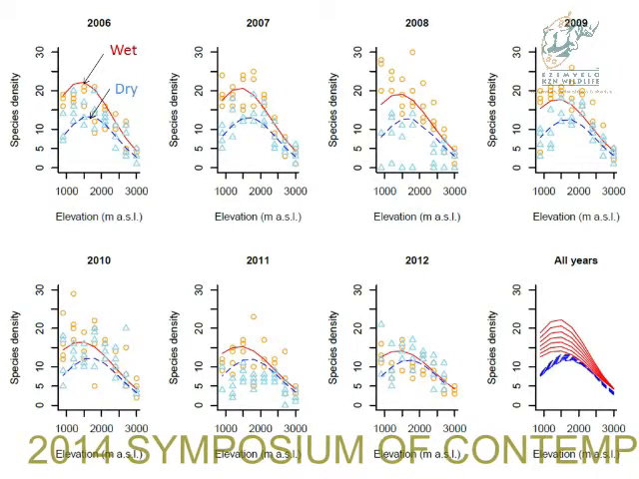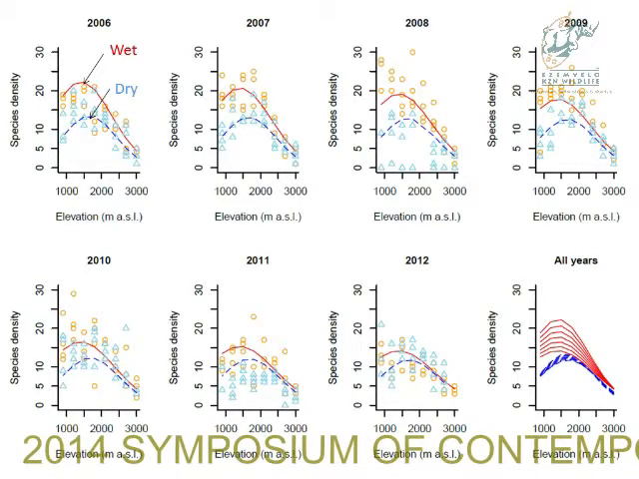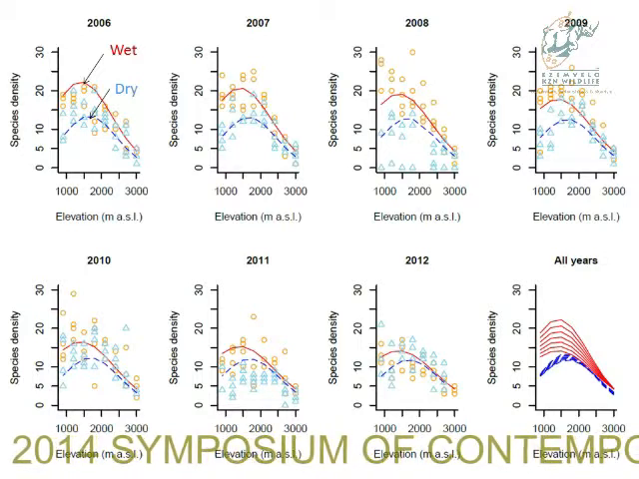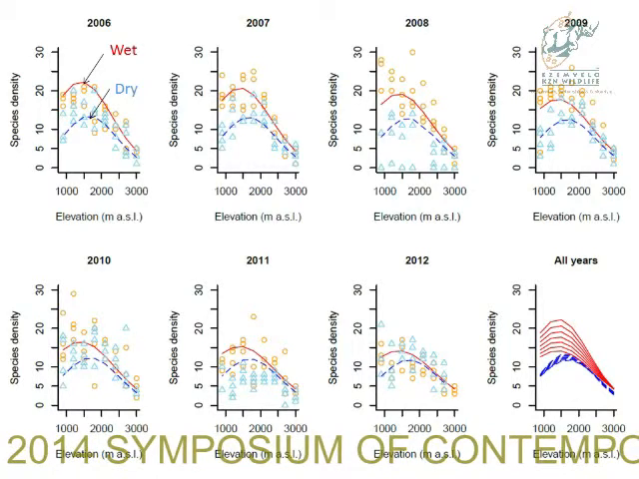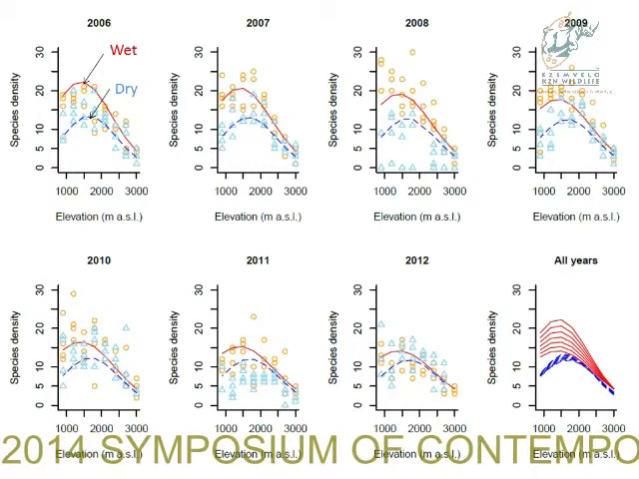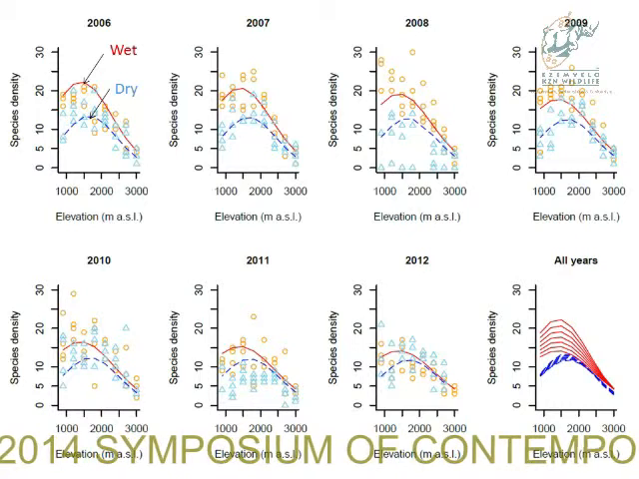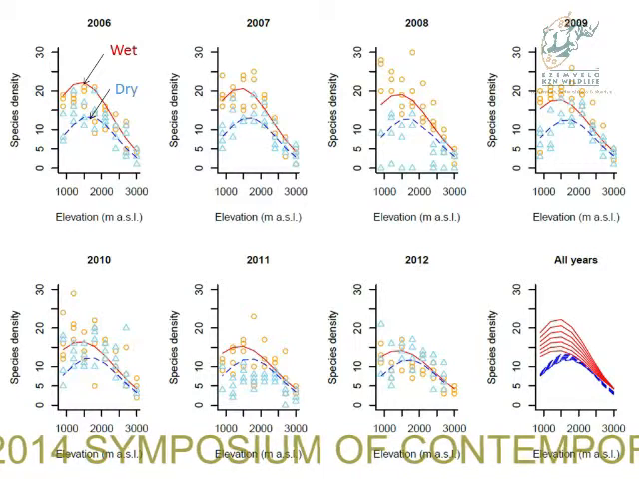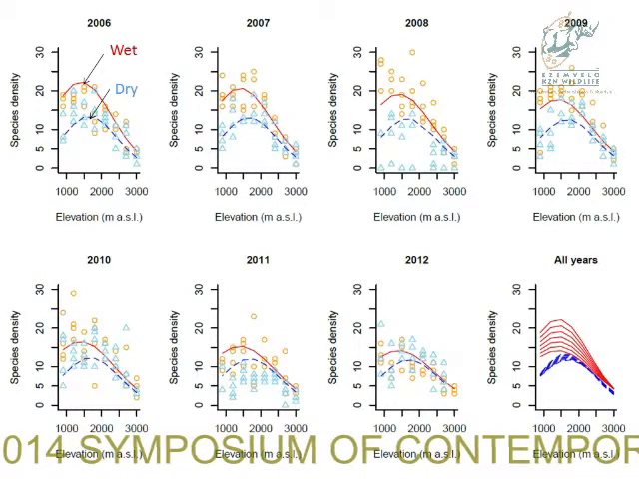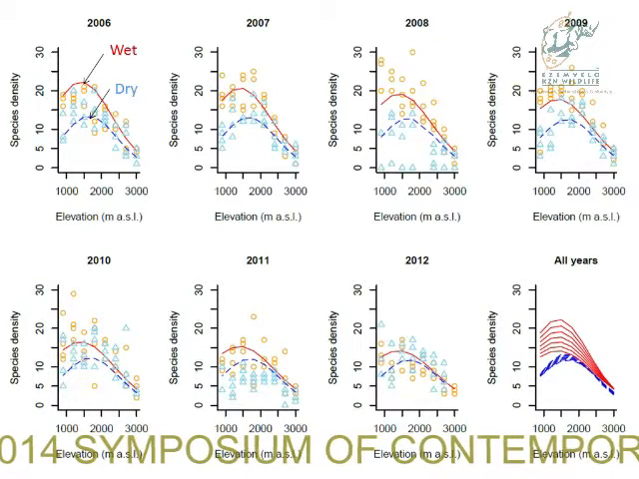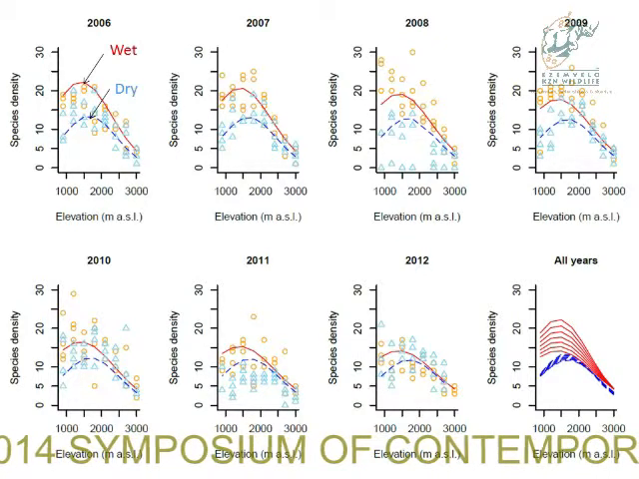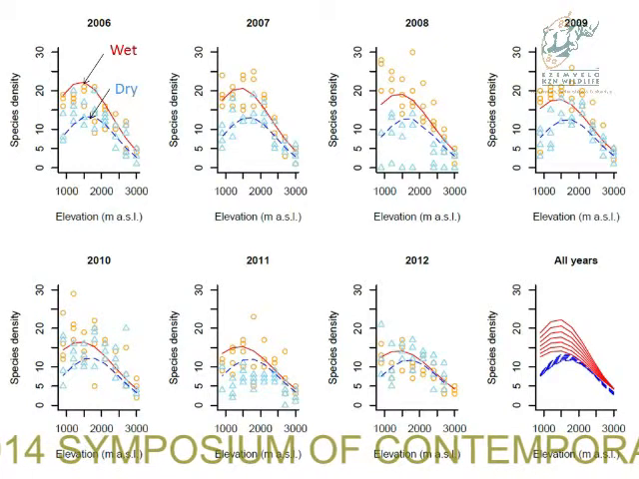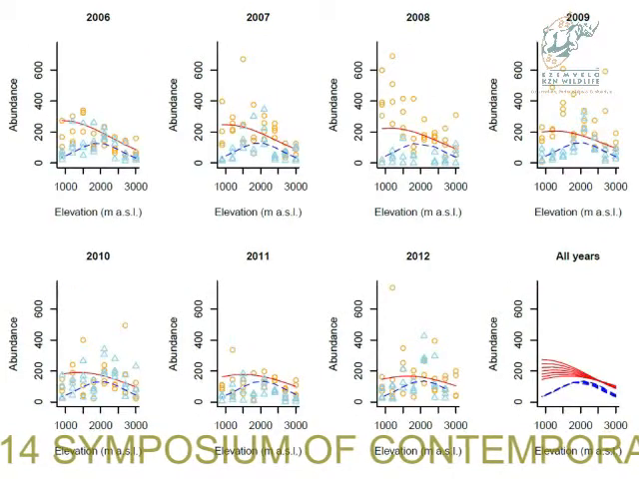So the red lines are the wet season, and the blue lines are the dry season. Okay, so these are the different years, and that's altitude over there, going from low to high altitude. So a clear hump-shaped relationship. This is a summary of all years. There's some variation between years, and that is in terms of the species density. So a clear hump shape, and differences between seasons. More species in the wet season than in the dry season.